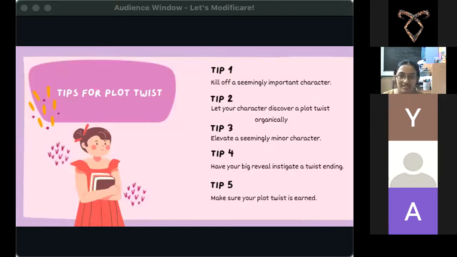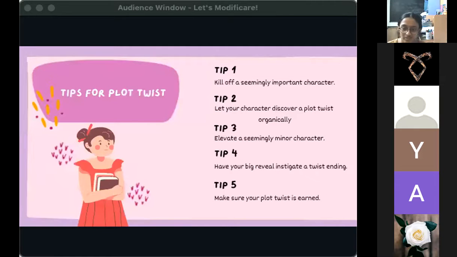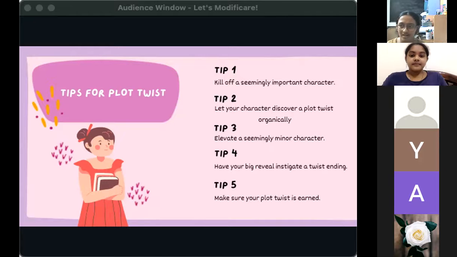A plot twist is mainly the main attraction of a book or a novel. The twist is the secret, and people love to read a book because of its plot twist. If you give the plot twist in the starting, then it is going to spoil the story. So for a good plot twist, you can either kill off an important character. Sometimes it can be the protagonist, or sometimes the person who seems like the antagonist, and later you can introduce a new character as the antagonist.